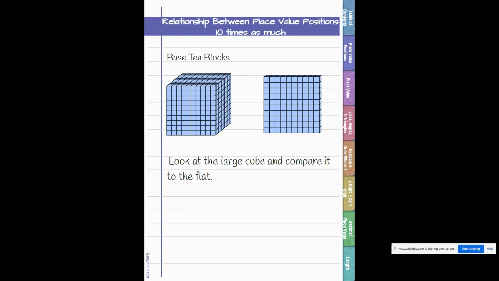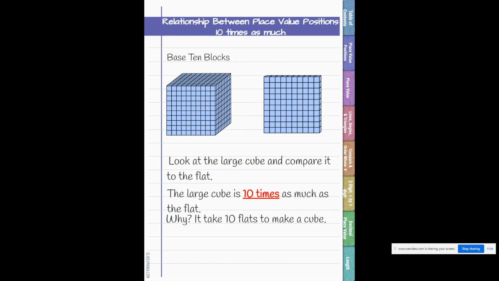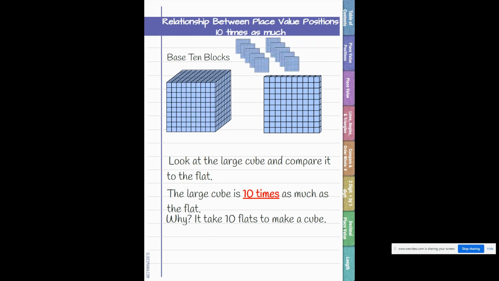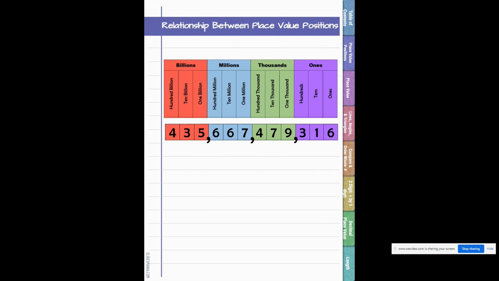Look at the large cube and compare it to the flat. The large cube is 10 times as much as the flat. Why? Because it takes 10 flats to make a cube. What if we go to the right? What happens to our numbers?